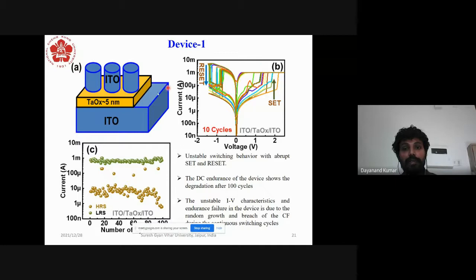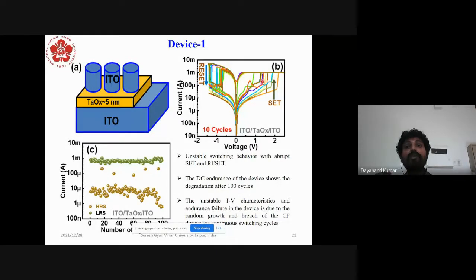So here is the switching mechanism of the resistive switching device. If you see here, the device shows bipolar resistive switching characteristics. In the bipolar resistive switching characteristic, if you see the set and reset voltage, there is wide variation during the set and reset voltage. That is the problem in this device. Another thing is that the endurance is very poor. During continuous switching cycles, first there is wide variation in the set and reset voltage, and fluctuation in the resistance, in both the high resistance state and the low resistance state. That's why this device is not useful. Another thing is that there is abrupt switching in both cases.